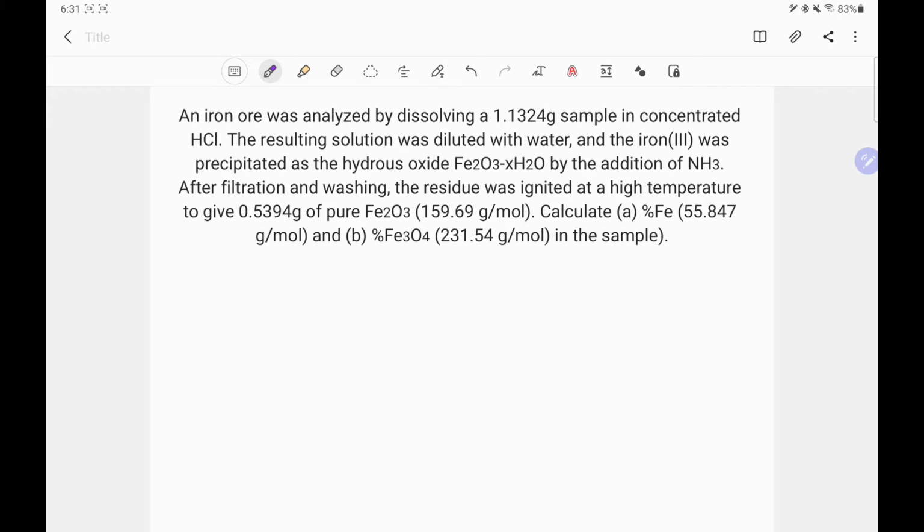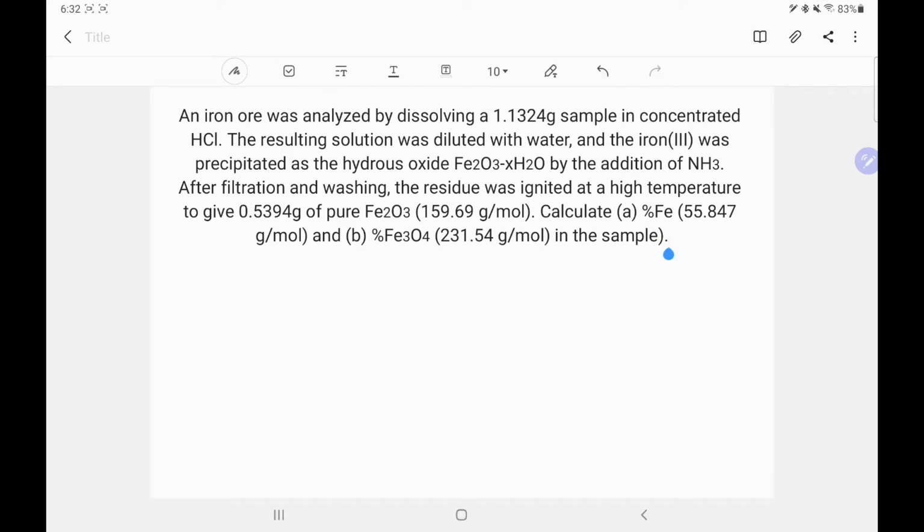An iron ore was analyzed by dissolving a 1.1324 gram sample in concentrated hydrochloric acid. The resulting solution was diluted with water, and the trivalent iron was precipitated as the hydrous oxide Fe2O3 with some amount of water by addition of ammonia. After filtration and washing, the residue was ignited at a high temperature to give 0.5394 grams of pure iron 3 oxide. Calculate A, the percentage of iron, and B, the percentage of iron 2 and 3 oxide in the sample.